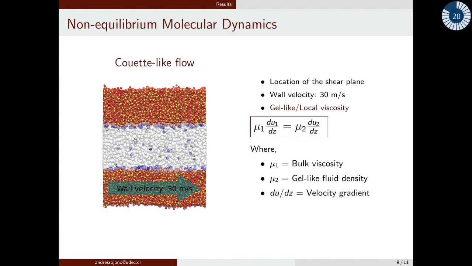And we also conducted Couette-like flow simulations, in which we keep the upper wall fixed and move the lower one with a constant velocity. With these 2 types of non-equilibrium molecular dynamics, we inquire about the location of the shear plane and the gel-like or local viscosity, which is the viscosity at the interface, that could be found with this following boundary condition at the location of the shear plane.